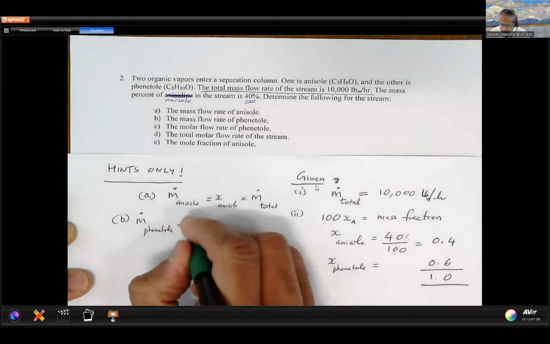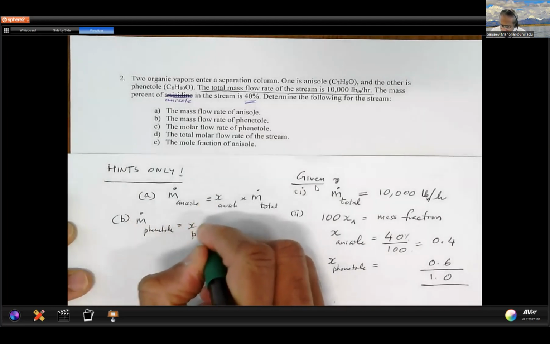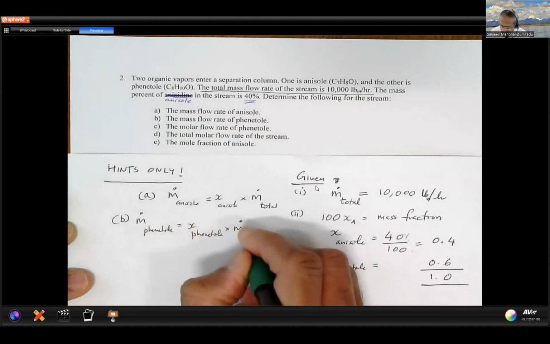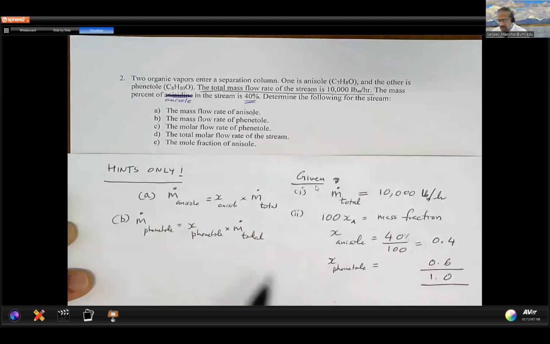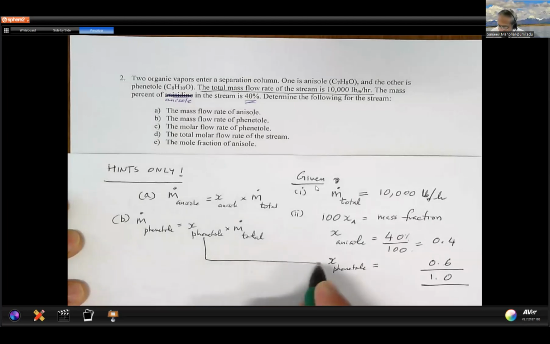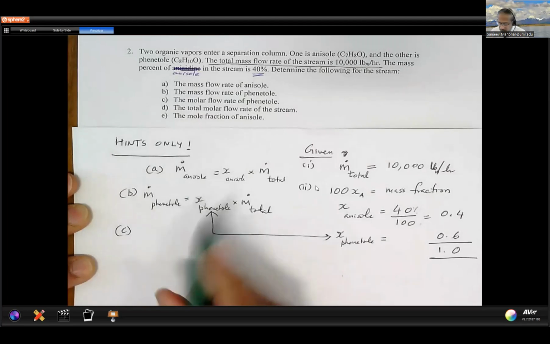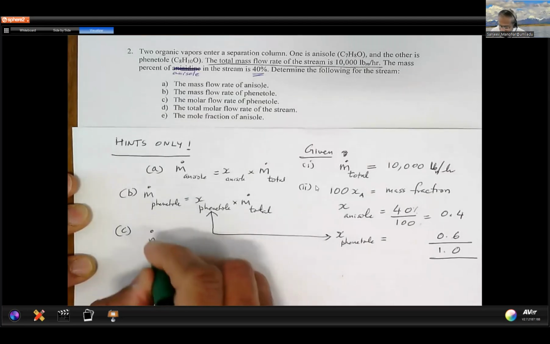So you can simply say that's also X phenetol times mass flow rate of the total, right? But you say, well, the mass fraction of phenetol is not given because only the mass fraction X of anisole is given. But you know by inference that the mass fraction of phenetol can be deduced, right? So you got that. These are just hints.